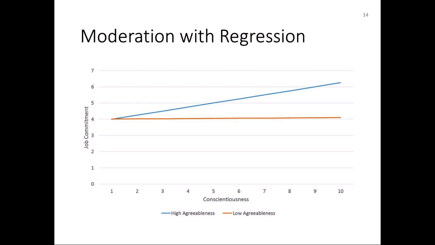So as you can see in this example, when there's low agreeableness, the relationship between conscientiousness and job commitment barely goes up at all. It barely has a relationship. However, when there is high agreeableness, the relationship between conscientiousness and job commitment is pretty strong. It goes up pretty steeply. So there you go. Sometimes you can have weak relationships that then become strong. Sometimes you can have null relationships that then become extremely strong. You just have to test for those moderating effects.